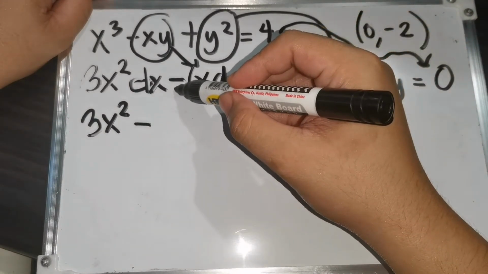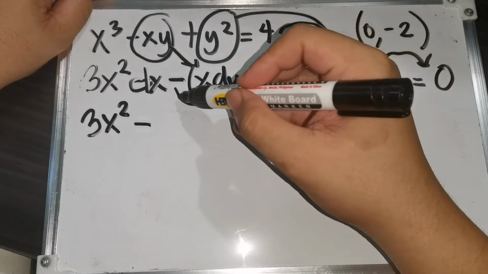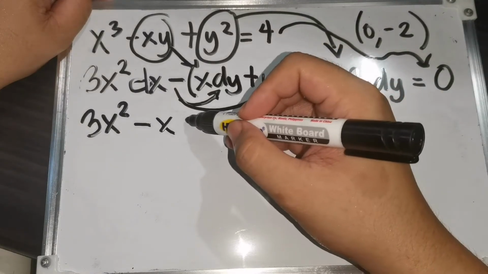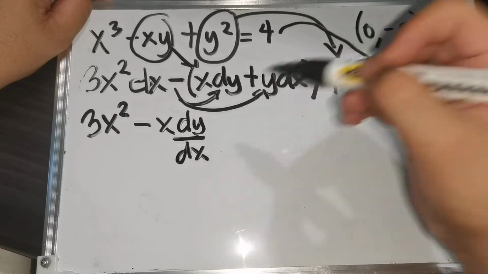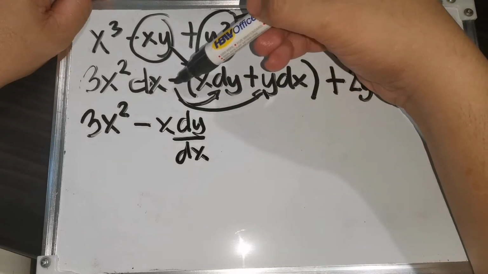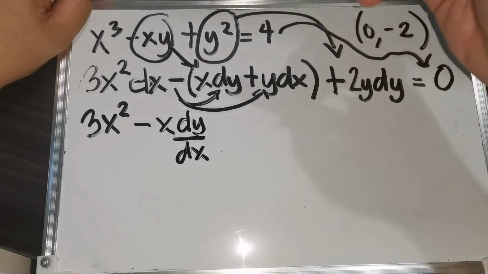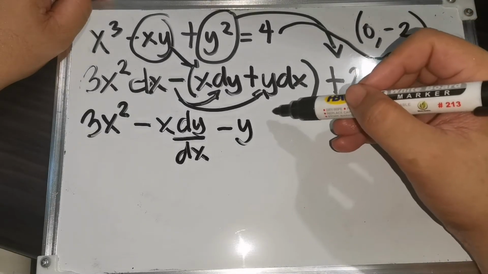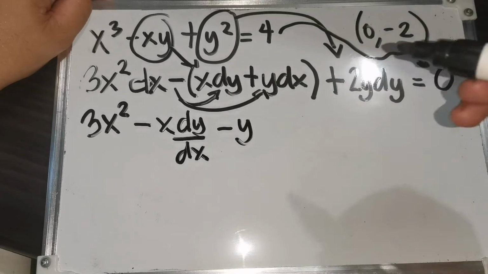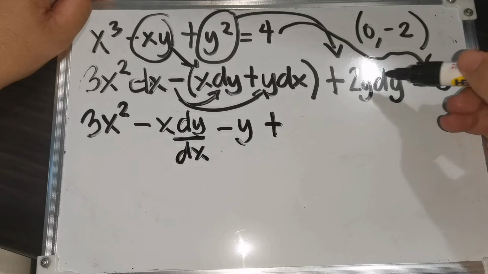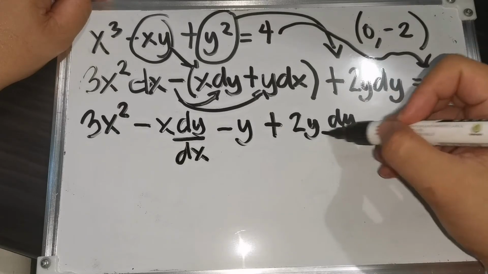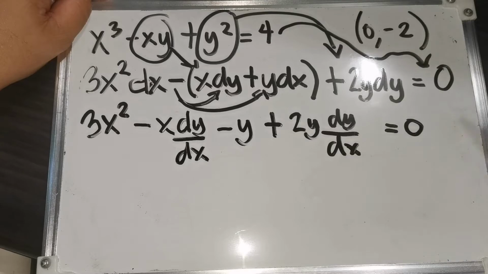We distribute this negative to your first and second term inside your parentheses. So, negative x dy divided by dx. So, that will be x dy over dx. Again, we need to distribute this negative to your second term inside your parentheses. That will be negative y dx over dx, which is equal to 1. So, we don't need to put 1 here. So, plus your 2y dy over dx, is equal to 0.